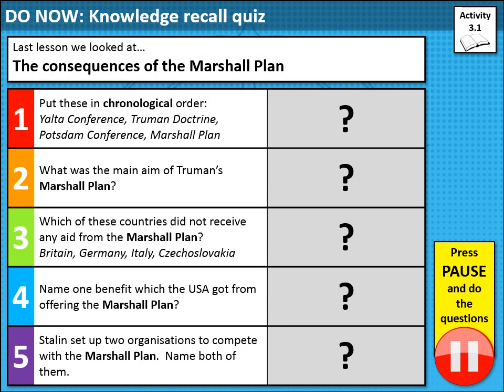So it's time for your do now, and this is activity 3.1 in your workbook. Last lesson we looked at the consequences of the Marshall Plan, so you have 5 recall questions to have a go at here. As always, I'd like you to do them without looking back at your notes and without looking at your knowledge organisers, because we're trying to improve your memory. Pause now and do them, and when you're complete, press play again.